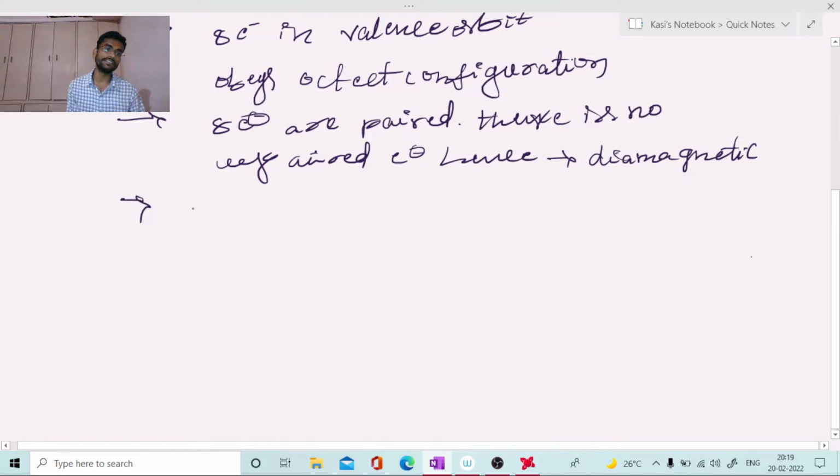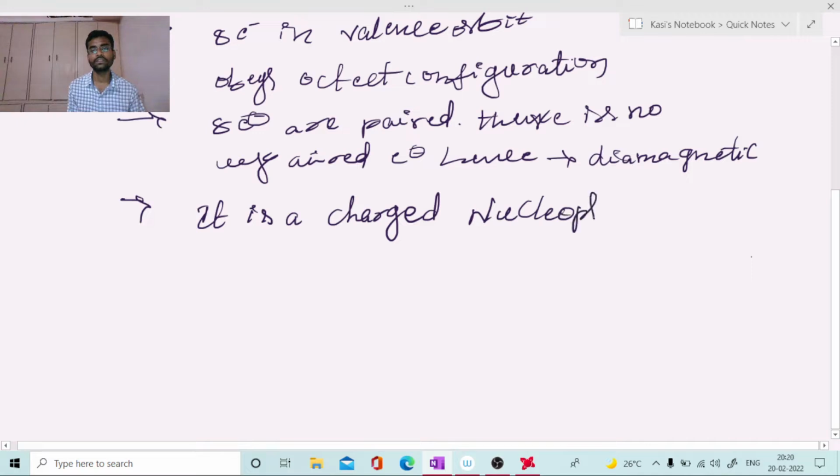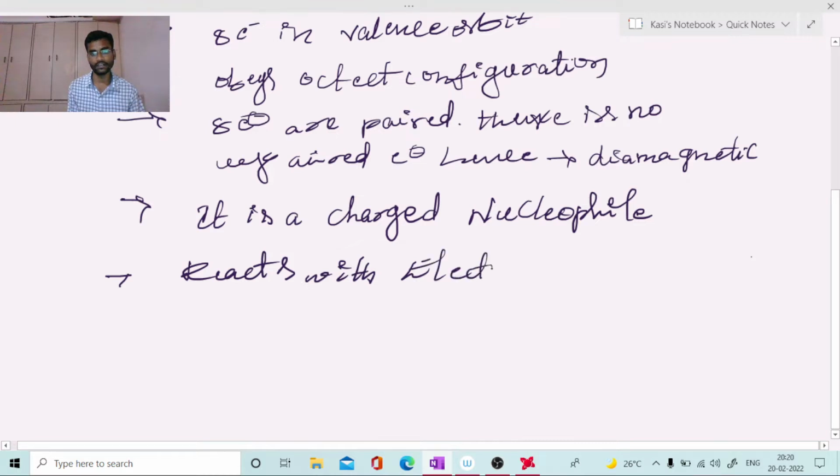Then, it is a charged nucleophile. It is a charged nucleophile. It can react with electrophiles.